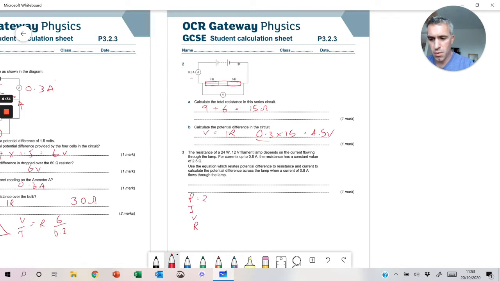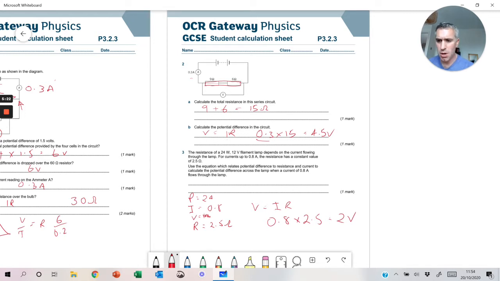Okay, so we've got P is 24. We've got V is 12. It wants I to be 0.8 amps. We don't know the potential difference, so let's scrub that off. We know R is 2.5 ohms. So what do we want? We want V, we could do V equals IR. Seems quite simple. We do 0.8 times 2.5. It's only worth 1 mark, so that gives us 2 volts. Seems quite low.